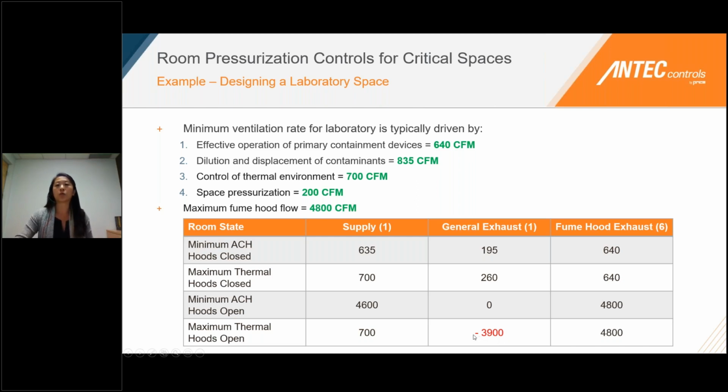So what we need to do is, since we're increasing the exhaust by 3,900, we also need to increase our supply by 3,900 to ensure we're still meeting a total offset of minus 200 CFM in this last scenario. So making that adjustment here, we can see that the general exhaust goes to 0 and your supply goes to 4,600.